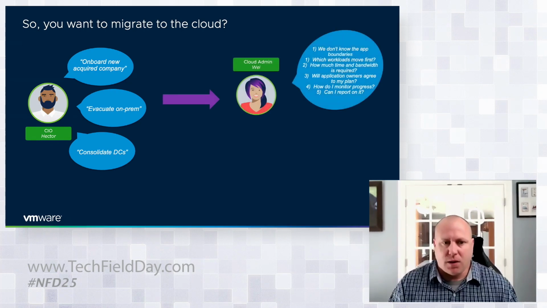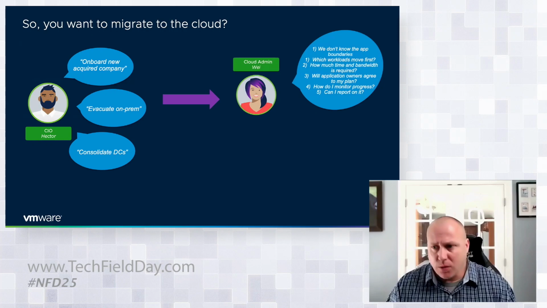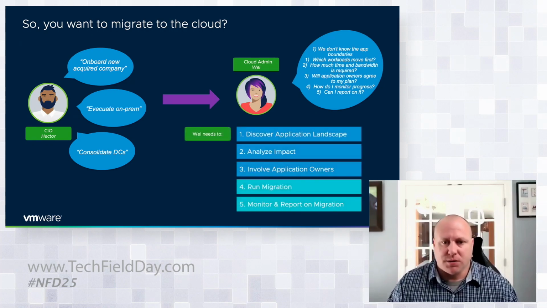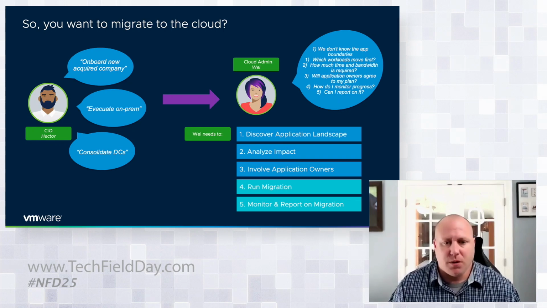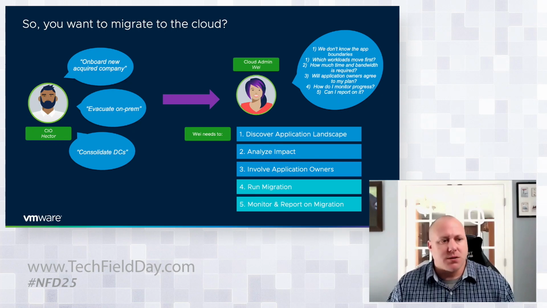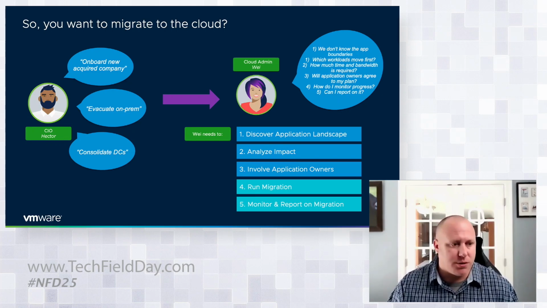And then we have our cloud admin, where we're looking at different questions such as, what are the application boundaries within our infrastructure? Which workloads do we want to move first? How much bandwidth and so on is required to actually do that migration? Will the application owners agree to the plan? And then also, how can we monitor the progress of that migration as it's taking place?